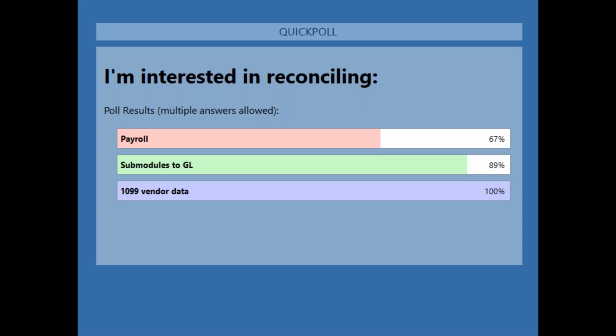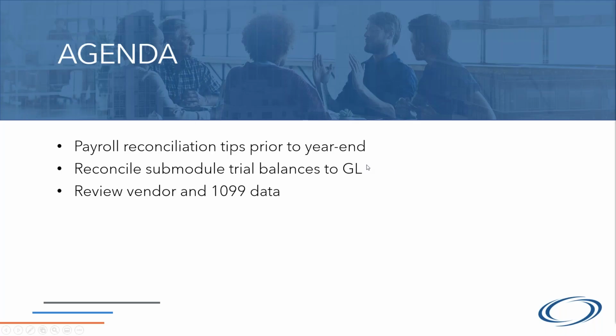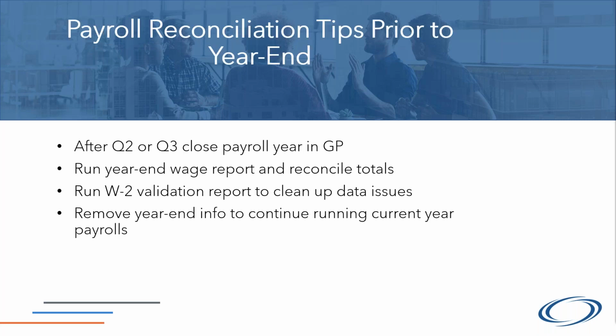I'll start with the agenda. Next slide. Our agenda is the payroll reconciliation tips prior to year end, reconciling the submodule trial balances to GL, and reviewing our vendor and 1099 data. Next slide. We'll start with the payroll reconciliation tips.